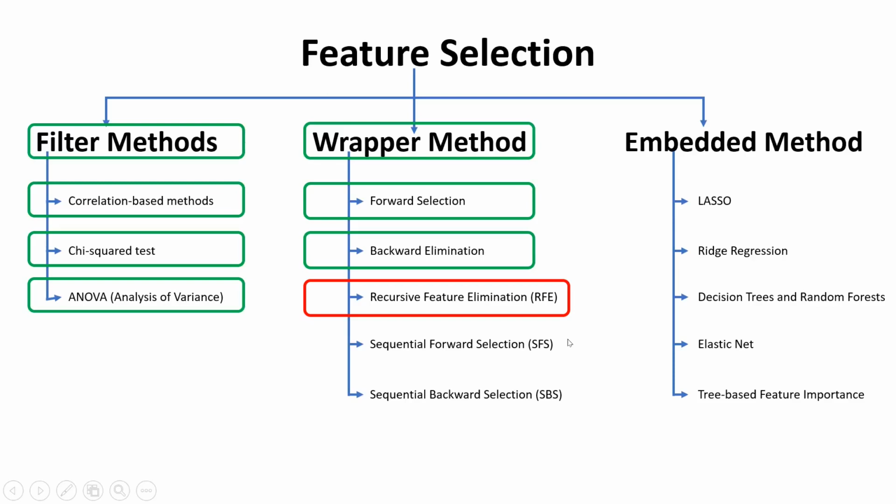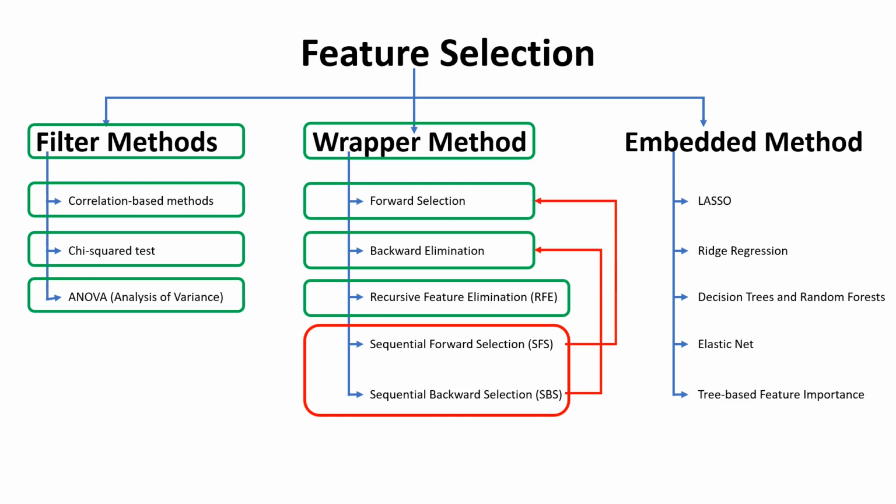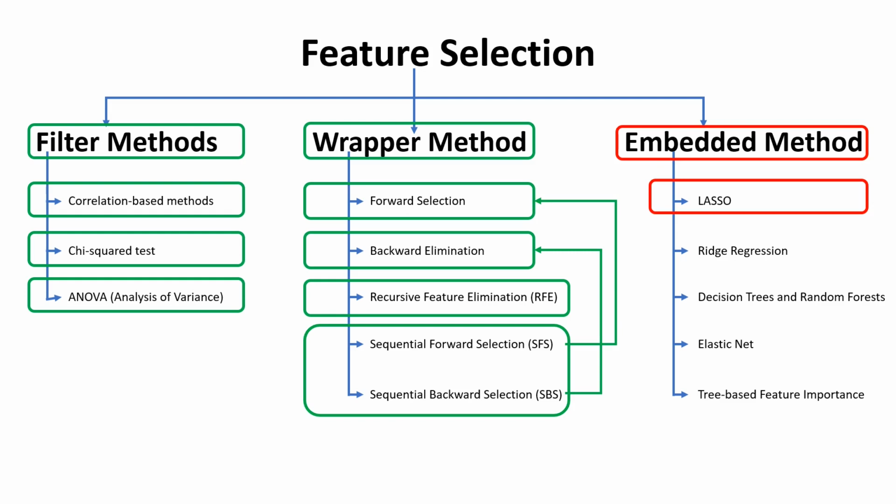Now that we are done with recursive feature elimination, the next in this series are sequential forward selection and sequential backward selection. The implementation of these two is quite similar to the two which we learned in the beginning while we started with the wrapper method, which are forward selection and backward elimination. Hence I'm going to leave this to you, please go ahead and try to implement this. The implementation is going to be exactly the same, right? So I will skip these two and directly jump to the embedded method.